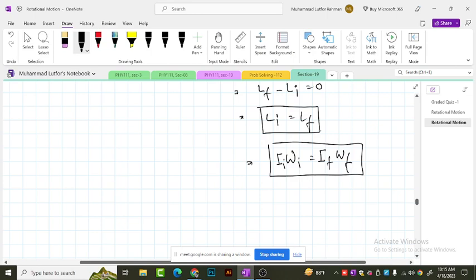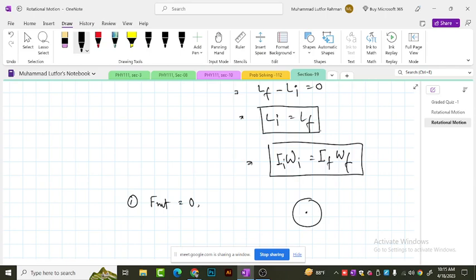So when the torque is 0, there are two conditions. If the net force is 0 on the system, then the system's center of mass cannot move, right? Let's say this is my disc. If the net force is 0, the center of mass cannot move. So there will be no velocity of the center of mass, but it can rotate about this axis. In that case the center of mass is not moving, but it can rotate about this point, which is simply rotational motion.